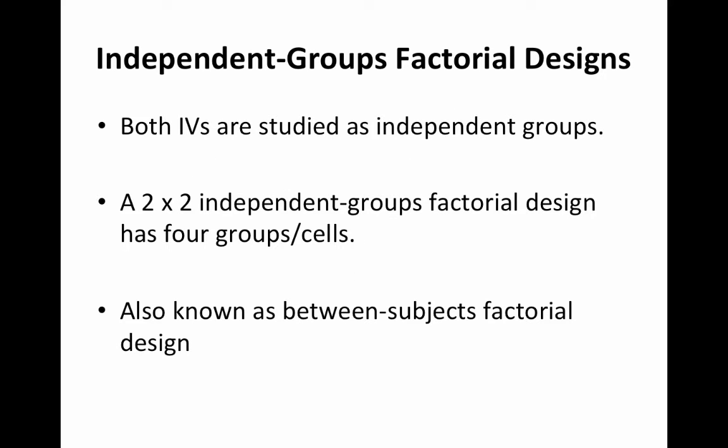Okay. In an independent groups factorial design, the two IVs are studied as independent groups. So in a 2x2 independent groups factorial design, there will be 4 cells because there's 2 levels of each. And each person who is a participant will see exactly one of those 4 cells. This is known as between subjects factorial design because the cells go between the people. People are only in one.